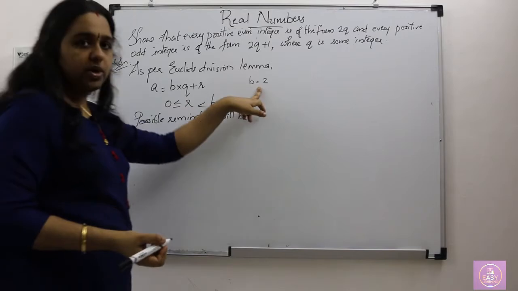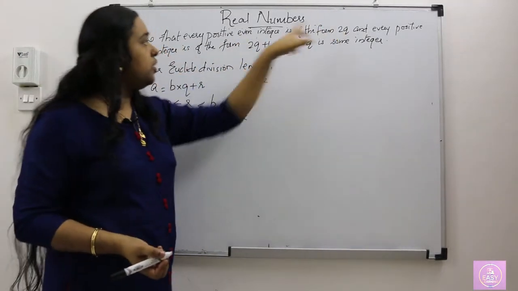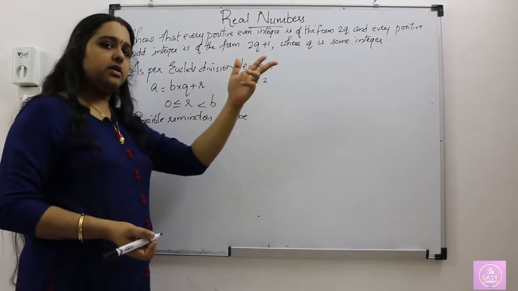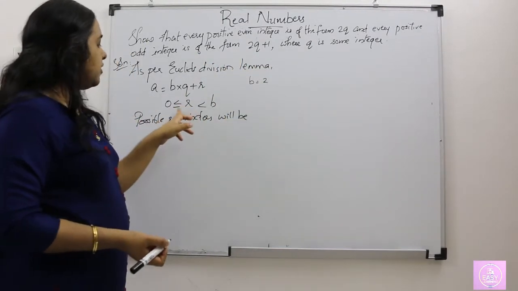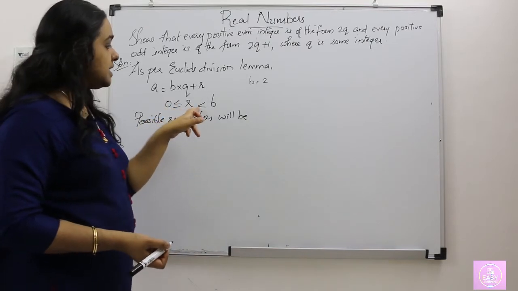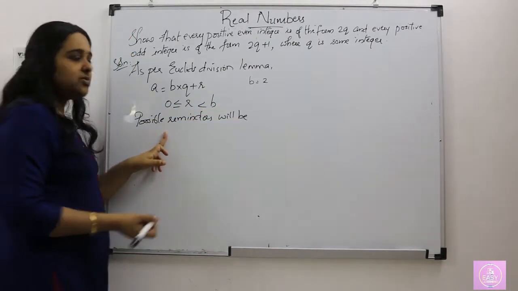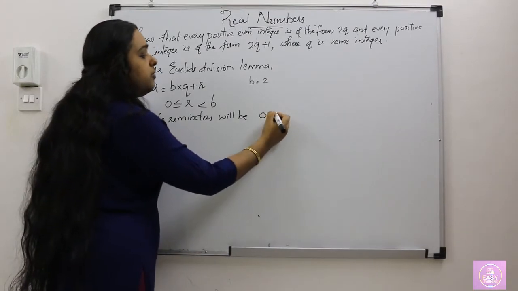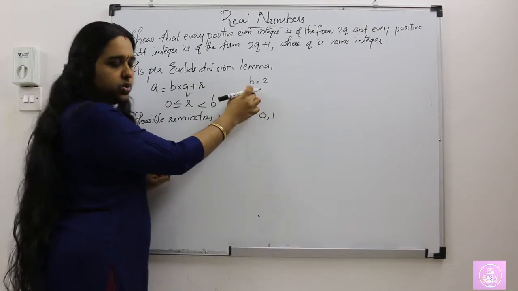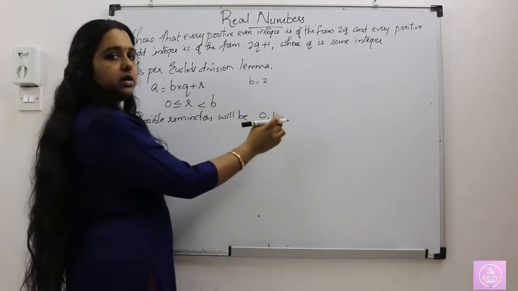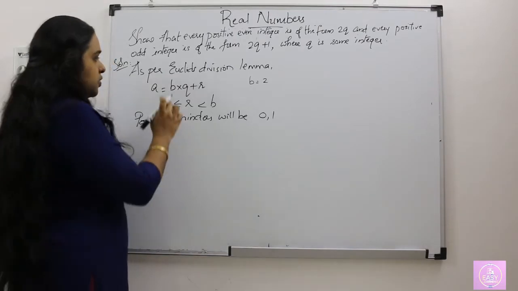here we know that B equals 2, because as per our question, every positive integer is of the form 2q, or the odd integer 2q plus 1. So B will be 2. So we know 0 ≤ R < B. If B equals 2, then the possible remainders will be 0 and 1, because R is less than B. Okay, then I am going to substitute this in this equation.